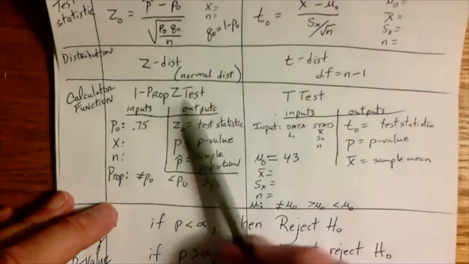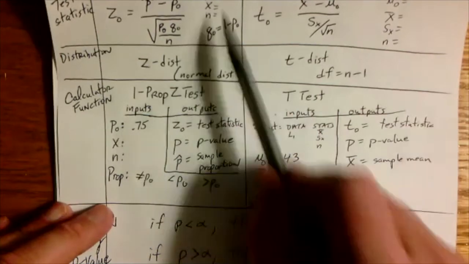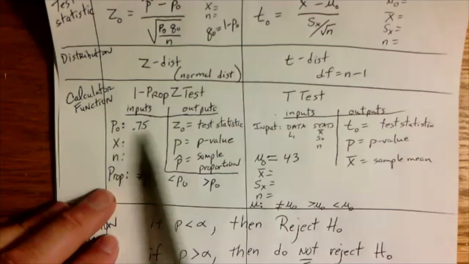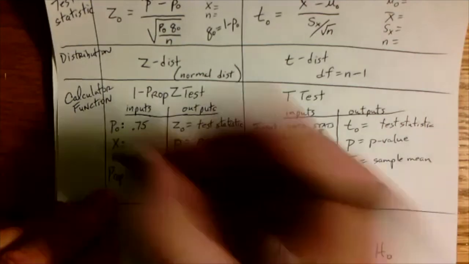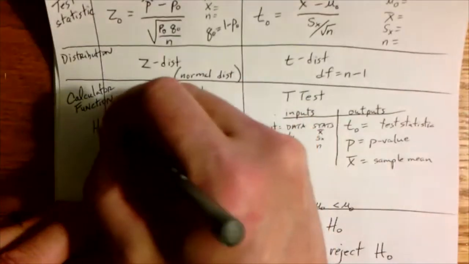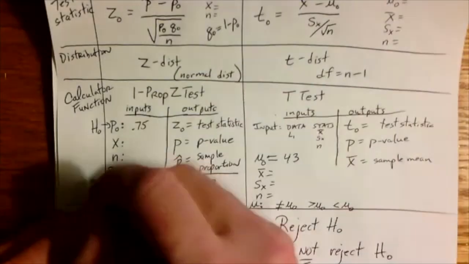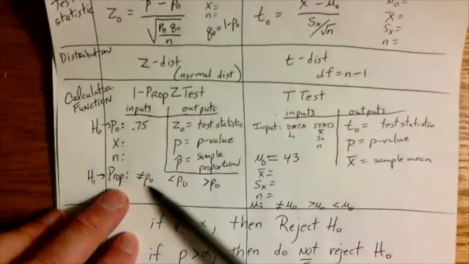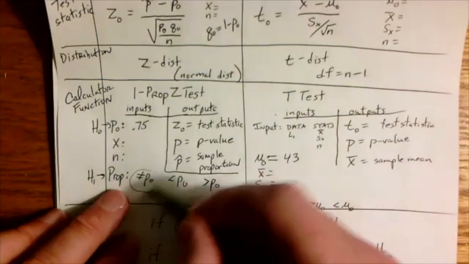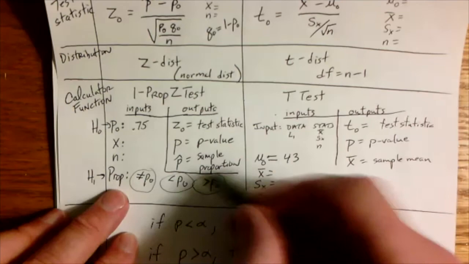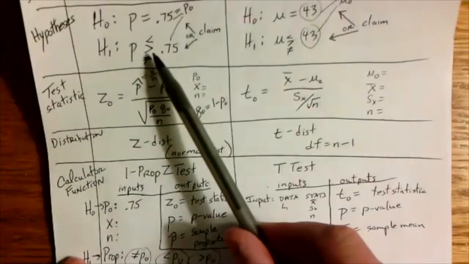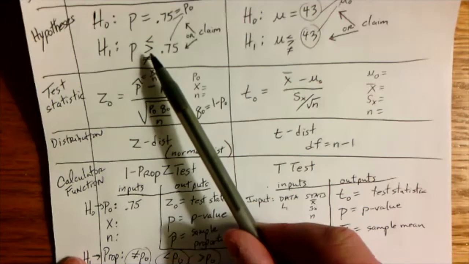For 1-PropZTest, you need to specify p0, x, and n. The p0 tells you something about the null hypothesis. And this last row here tells you something about the alternative hypothesis. So you have to specify one of these, this one, or this one, or this one. You can only select one, and that's based on the sign up here in the alternative hypothesis.